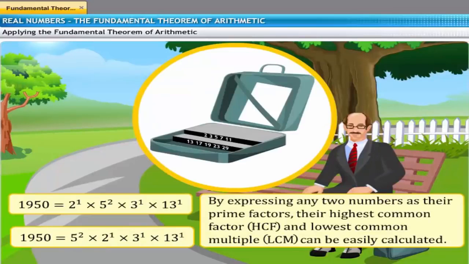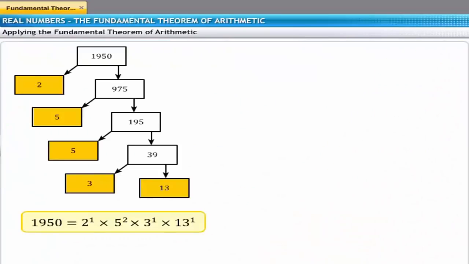Mr. Number Maker has another interesting tip for you. He says that by expressing any two numbers as the product of their prime factors, you can easily calculate their highest common factor, that is, the HCF, and the lowest common multiple, that is, the LCM. Now, let us see how this is done. Let's put Mr. Number Maker's tip to use.